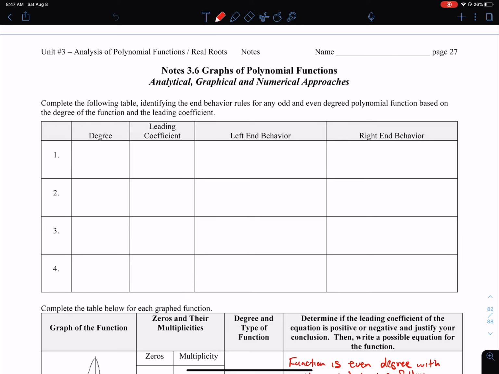PreAP PreCalculus, Notes 3.6, Graphs of Polynomial Functions. We're going to be adding a little bit of new stuff in this section, but then it's going to be a ton of review for this chapter. What we're going to be adding that's new, well, that's happening right here, right off the bat.